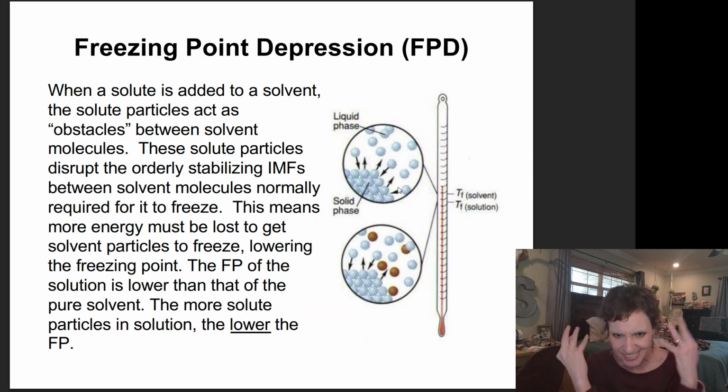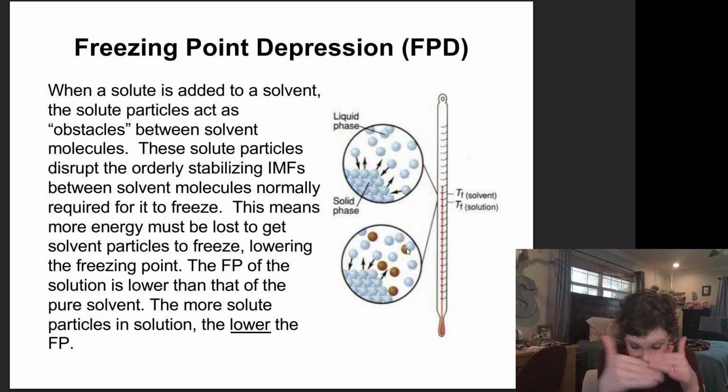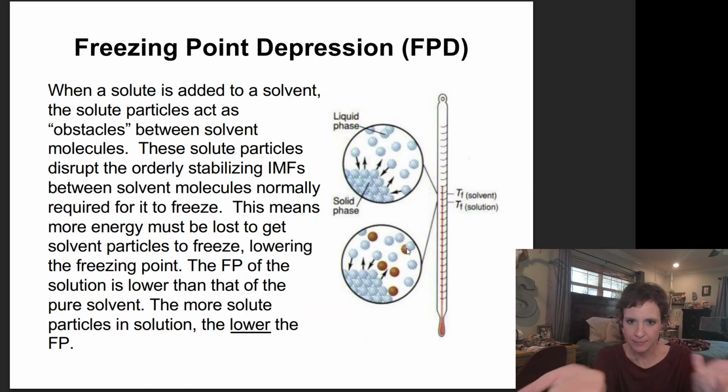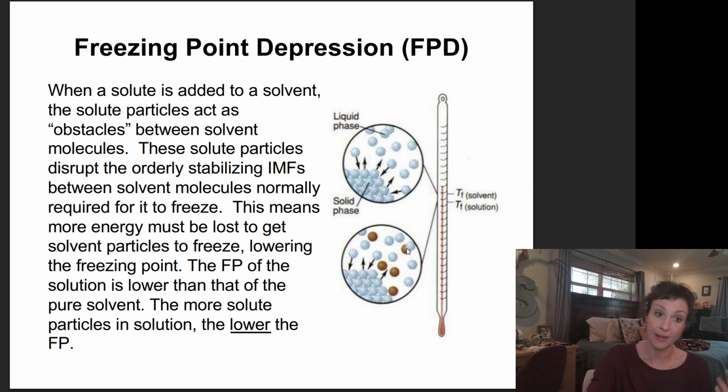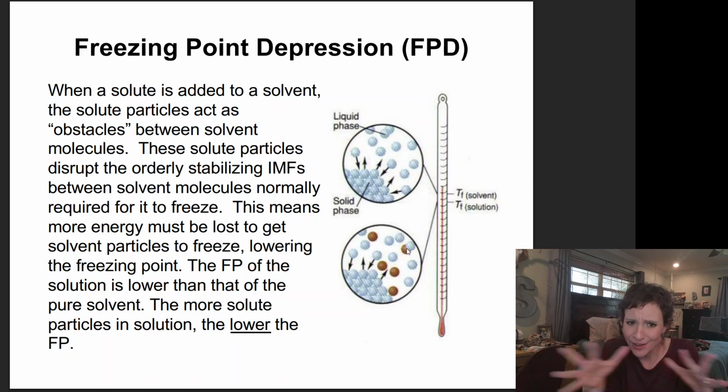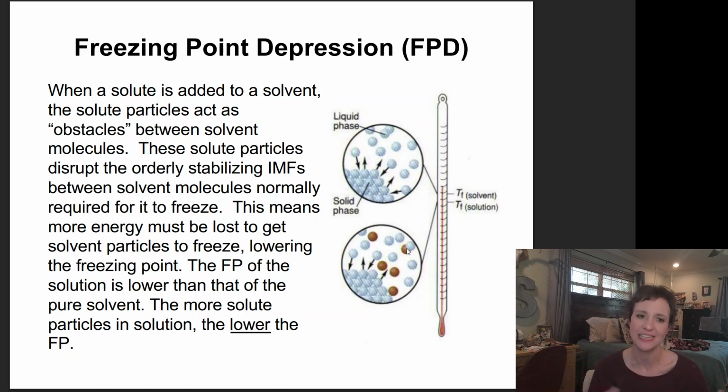Well, if I put a solute in there, y'all, they are straight up in the way. My water solvent particles are trying to sneak in there and get with their water buddies and freeze, and they can't because there are solute particles in the way, and that is not convenient for them. They are probably very upset about this. Okay, so as a result, more energy has to be lost to get these solvent particles to finally get to each other and freeze.